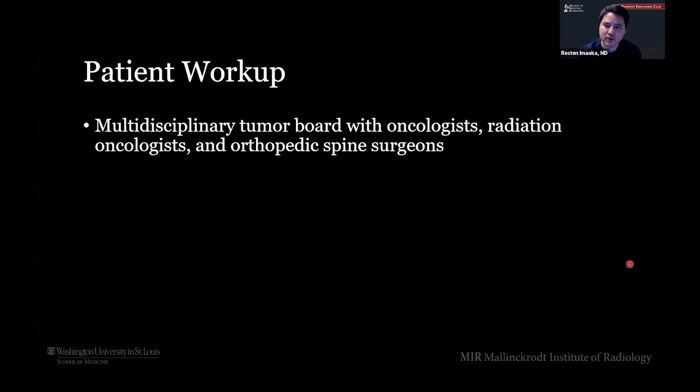So here at WashU, aside from our normal sarcoma tumor boards, we also have weekly spine tumor boards and weekly orthopedic oncology tumor boards run by us specifically in MSK, where we're specifically going over these cases and talking about the potential percutaneous interventions that we can offer them.